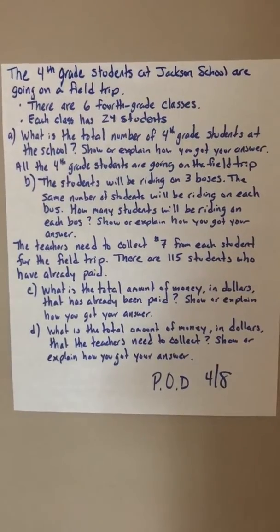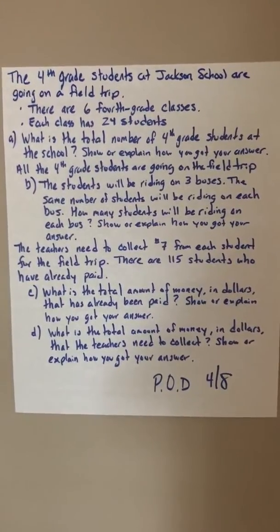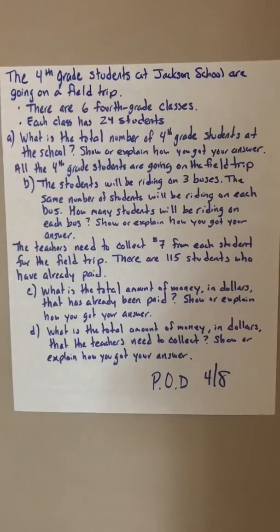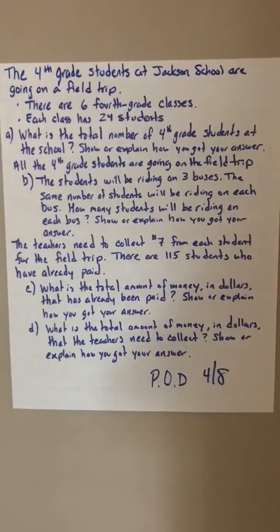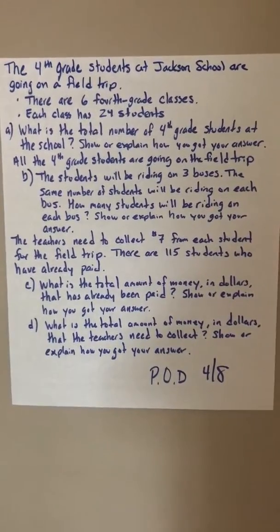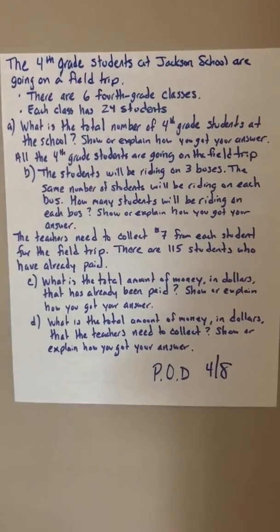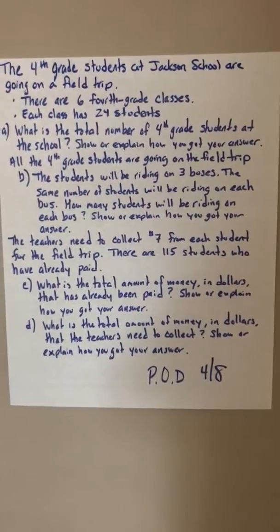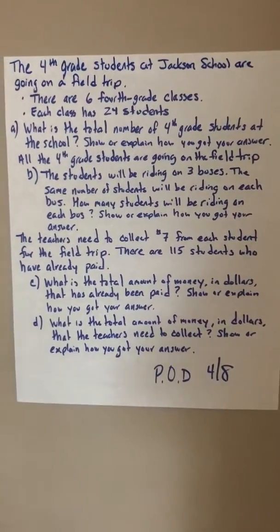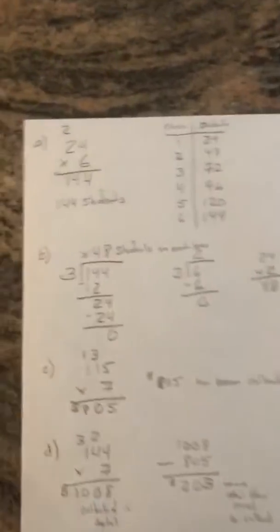And then the teachers need to collect $7 from each student for the field trip. There are 115 students who have already paid. Part C, what is the total amount of money in dollars that has already been paid? Show or explain how you get your answer. And part D is what is the total amount of money in dollars that the teachers need to collect. So, here are our solutions for the problem.